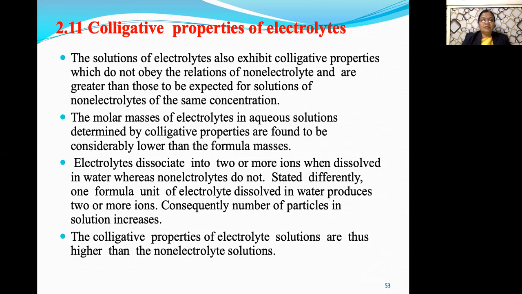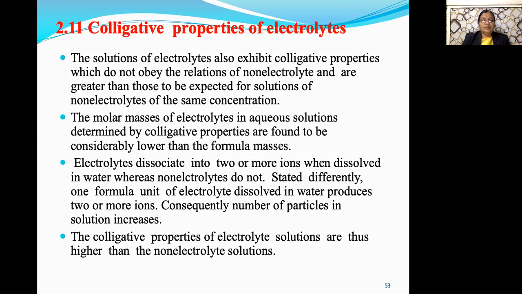Molar masses of electrolytes in aqueous solution: here we just solved one example for the calculation of molar mass of non-volatile solute. Now the molar masses in case of electrolytes in aqueous solution are determined by the colligative properties. These molar masses are found to be lower than the formula masses. Now why are they found to be lower than the formula masses? The relation between molar mass and number of particles is an inverse relation. Greater the number of particles, lower is the molar mass.